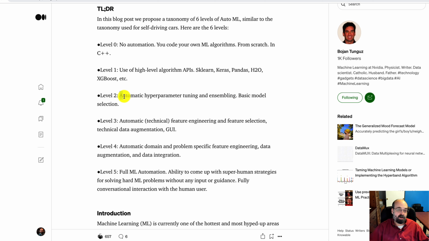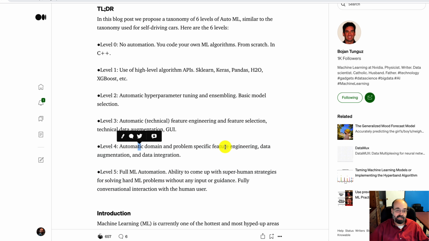Then level two, we get into auto hyperparameter automation and tuning. This is kind of where a lot of these are at. Level two to three, I think, is where most of the startups are actually at. Then level three, you have automatic technical feature engineering and feature selection. There's a company called dotData that really focuses on that. They've got some neat stuff. DataRobot as well. Those two, and H2O, are my three favorites in the AutoML commercial space.